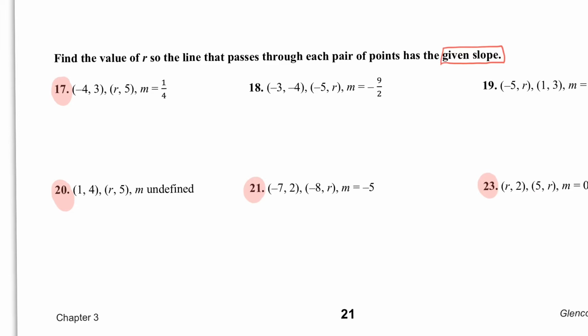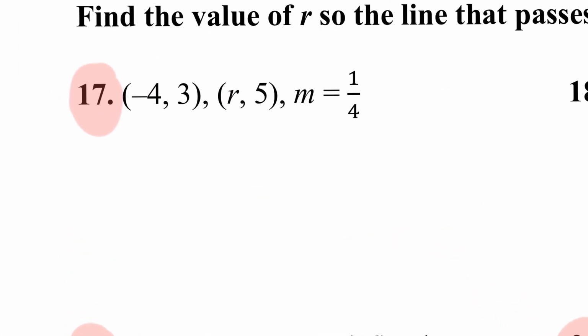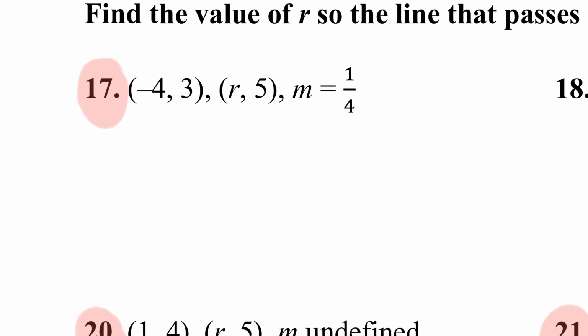So number 17, you have 2 points, and the first one is (-4, 3). The second one, notice we have a variable r and 5. Now the line that passes through those 2 points has a slope of 1/4. That's helpful because we can actually use the slope formula to solve for the missing value. So let me go ahead and write down the slope formula.